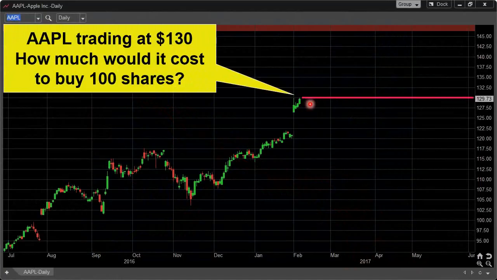Okay, so now this is where we're going to begin a bunch more interaction. In the chat box, let me know how much it would have cost you if you went out and bought 100 shares of Apple that was trading at $130 a share. And there's a reason why I'm doing 100 shares and not 7 or 13 or whatever. We'll talk about that in a sec.